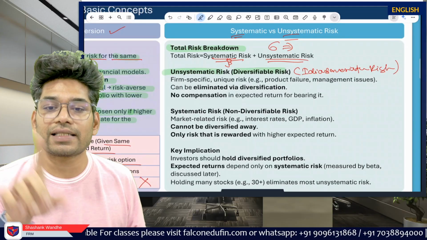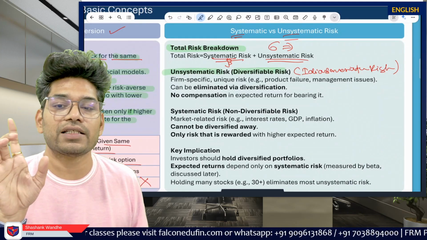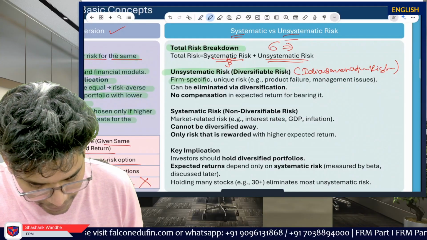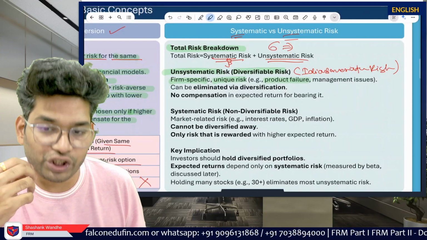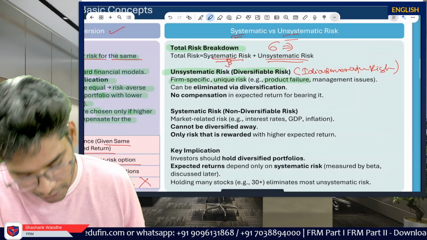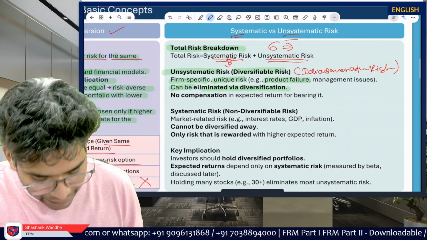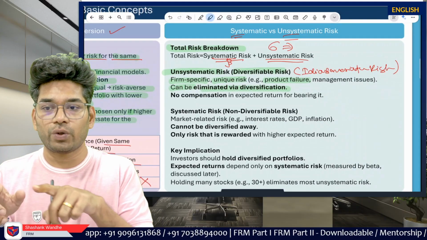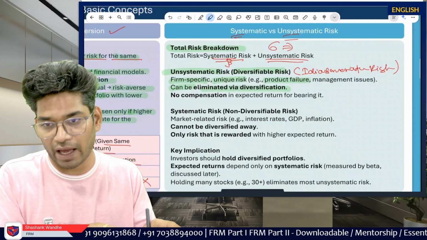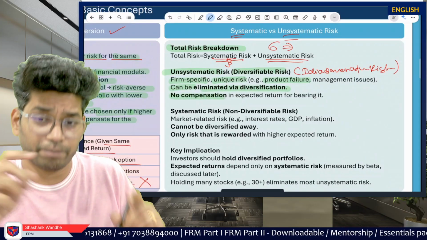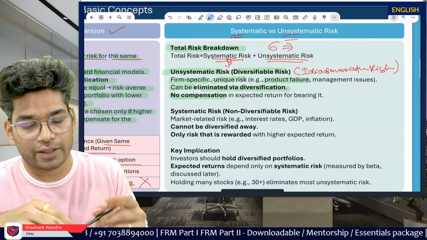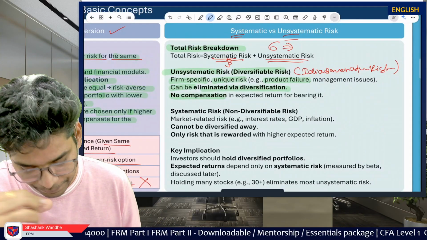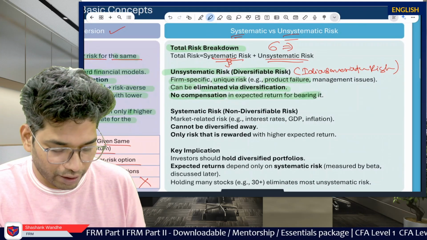The idiosyncratic risk is unsystematic risk, which is the diversifiable risk, the firm-specific risk. This is the firm-specific unique risk, which is unique to a particular company. This can be eliminated via diversification. So if you have enough diversification in your portfolio, you will be able to eliminate the unsystematic risk, or the diversifiable risk. Because this is diversifiable risk, you won't get any compensation or additional return for it in the expected return for bearing it.